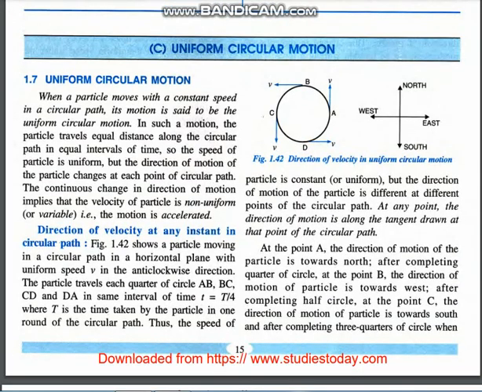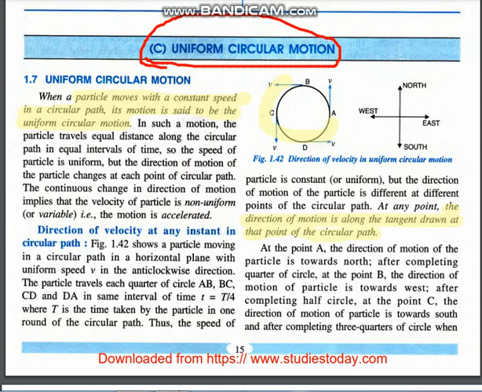Next page, page 15, we have uniform circular motion. In this, the definition is very important, highlighted. When a particle moves with a constant speed in a circular path, its motion is said to be uniform circular motion. Then the direction of the motion is along the tangent at that point of the circular path. We're talking about this one.